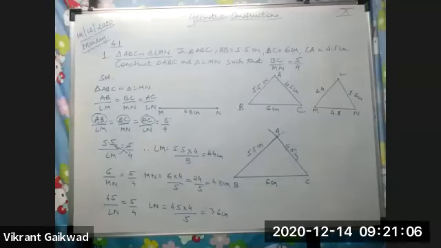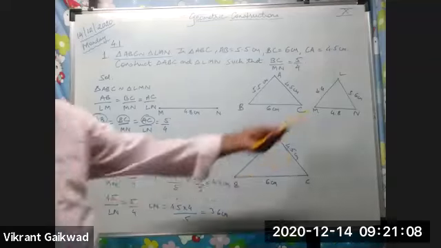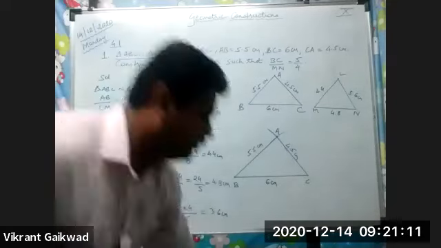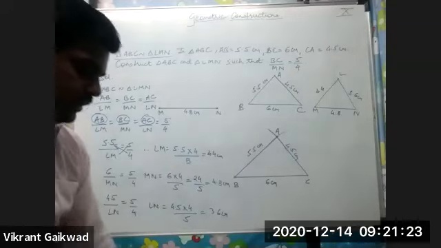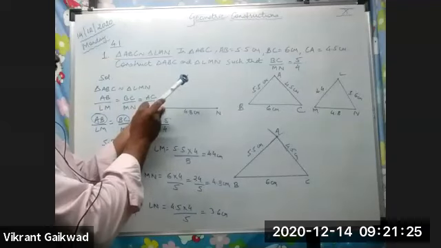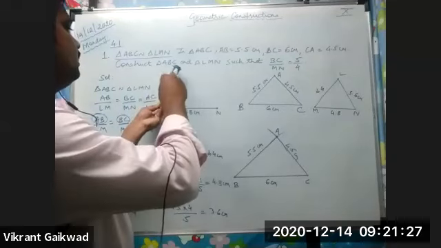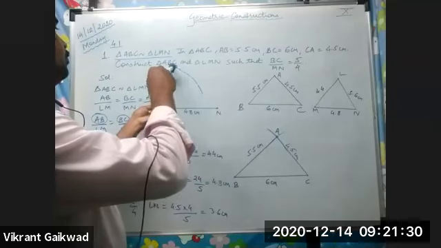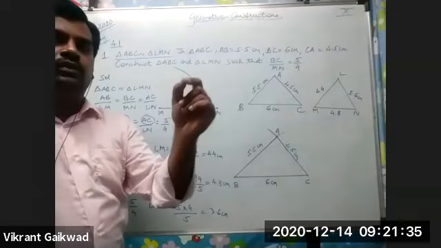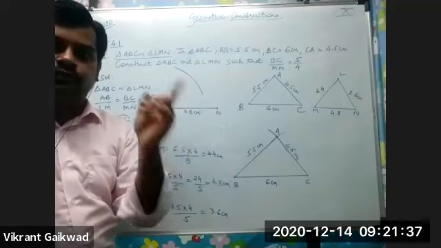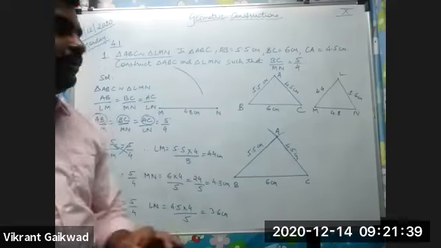Next part is to construct side LM, which is 4.4. So you will take a distance of 4.4 on your rounder. Keep the tip at M and cut an arc. See, the first arc, always draw it big, because you never know where the arcs are going to meet.